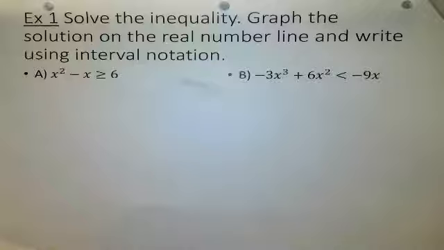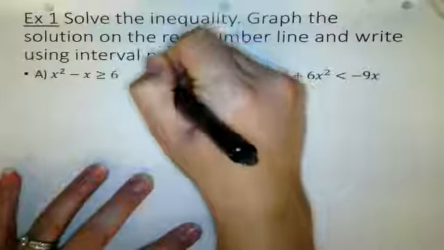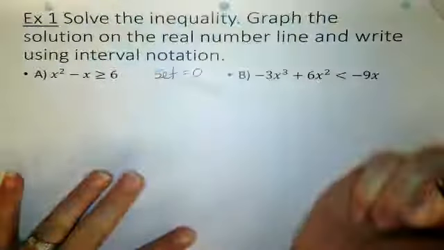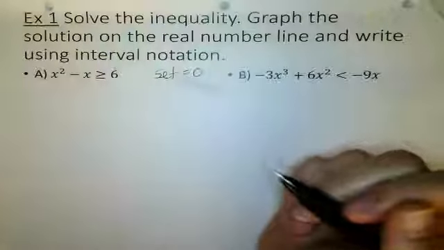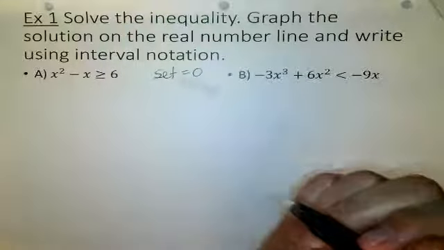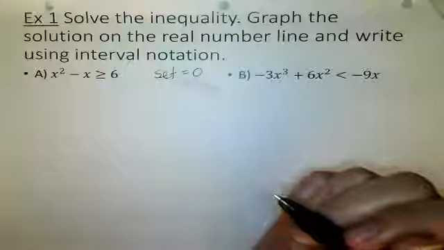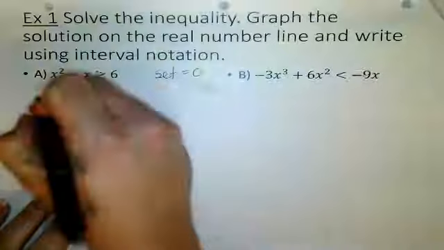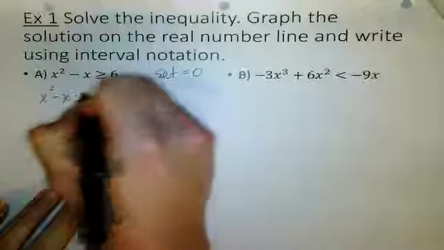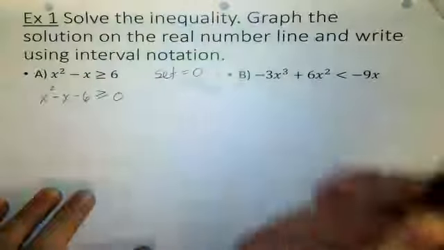Okay. So we have x squared minus x is greater than or equal to 6. And for all of these, the first thing we need to do is make sure that we're set equal to 0. Just like always, when we're solving higher order equations, we just want everything on one side. So I'm going to subtract 6. x squared minus x minus 6 is greater than or equal to 0.